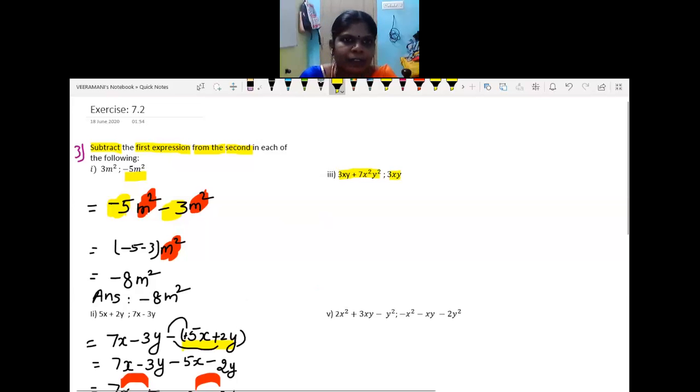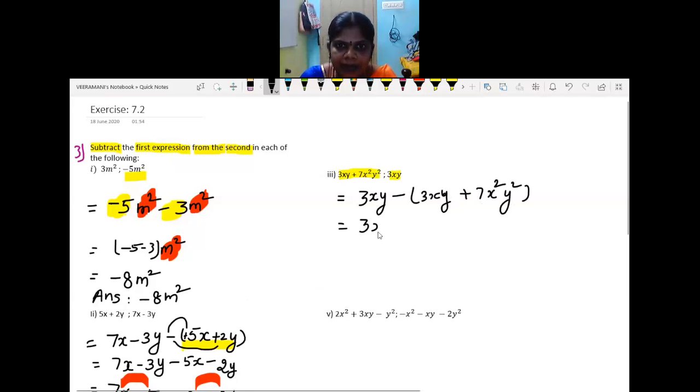In the second expression, xy is there the first time and the second term is not there. You don't worry. First you write the second expression: 3xy minus of the first expression, 3xy plus 7x square y square. Next, 3xy multiplied with minus. First term here plus is there, so minus into plus you get minus.